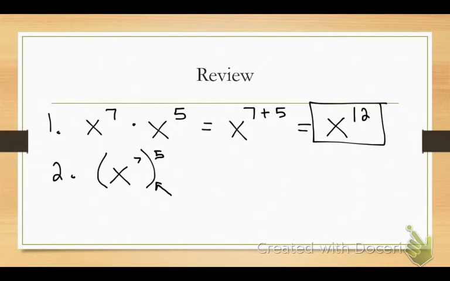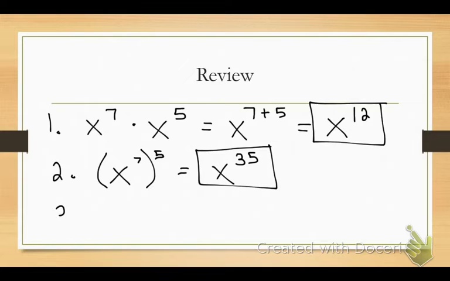My rule says, with power of powers, that I will multiply my exponents together. So x to the 35th power would be my simplified answer. The good thing on these problems, guys, is I leave my answer as exponents. So sometimes you add the exponents, sometimes you multiply them.